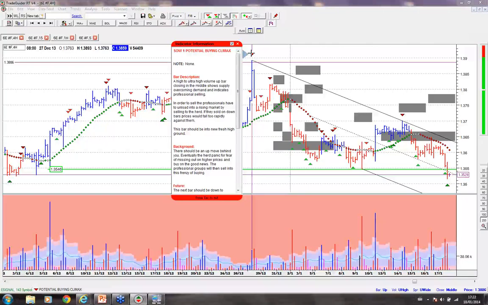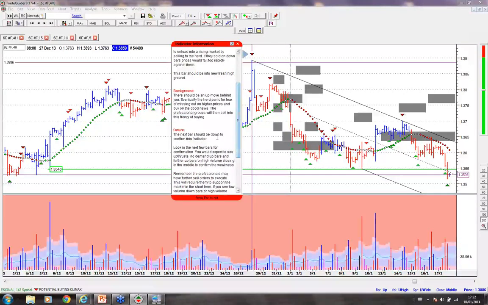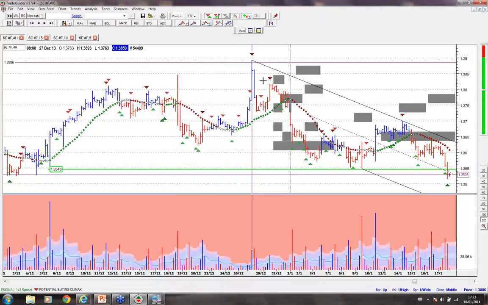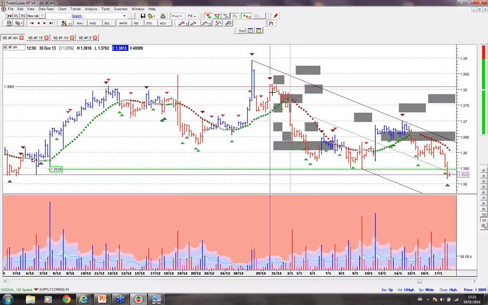Now, what makes that so powerful? Number one, it's a market top. Number two, the next bar closes on the low, so it confirms the indicator. If you read it, the next bar should be down. When we refer to a down bar, we refer to a price bar that closes lower than the bar behind it. And up here, you can see more supply enters the market.